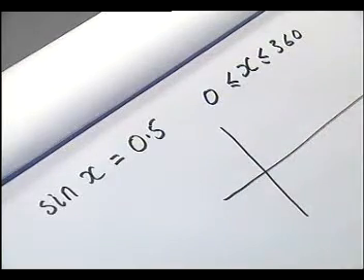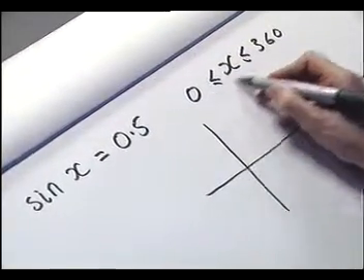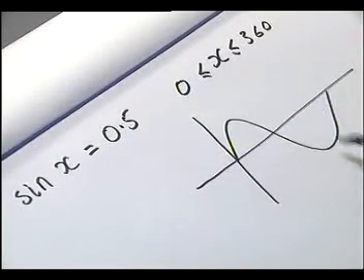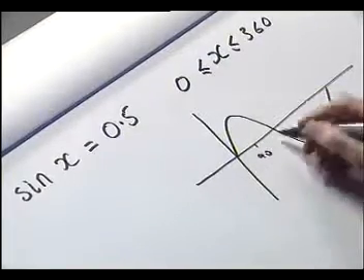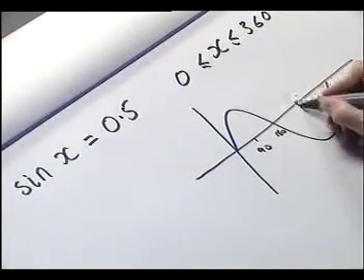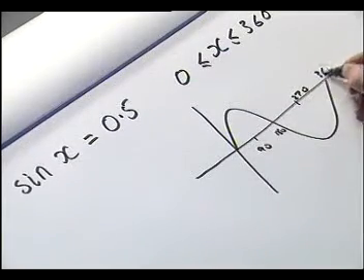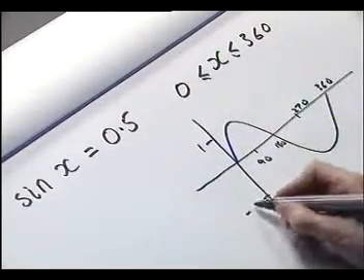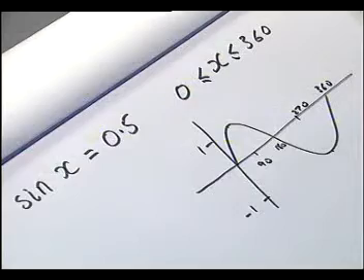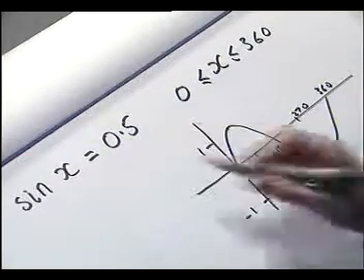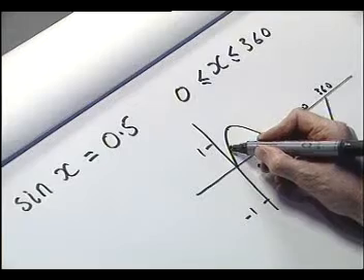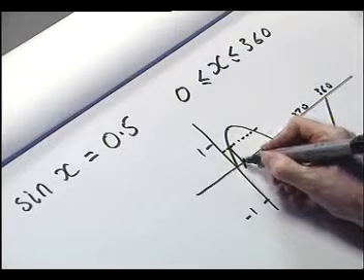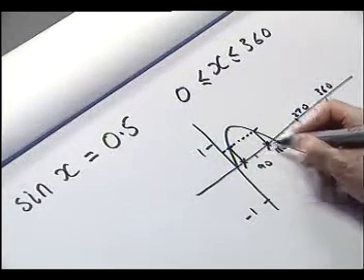Let's sketch a graph of sine x over this range. And sine looks like that, with 90, 180, 270 and 360, and ranging between 1 for sine 90 and minus 1 for the sine of 270. Sine of x is 0.5, so we go there and there. So there's our first angle and there's our second angle.